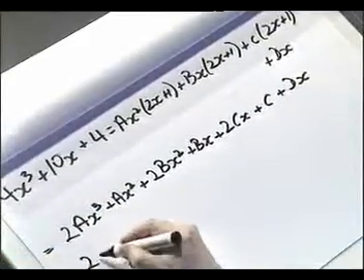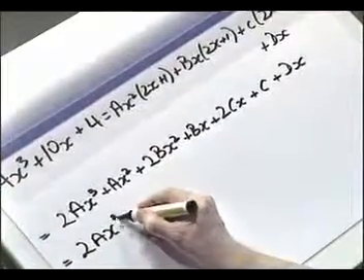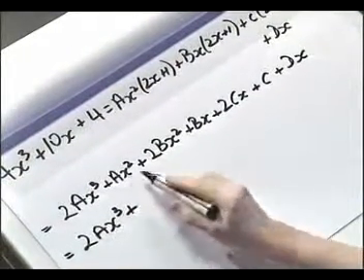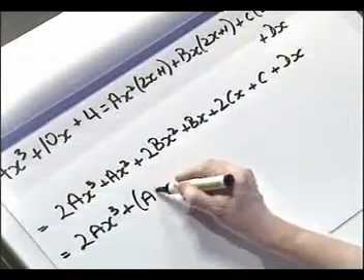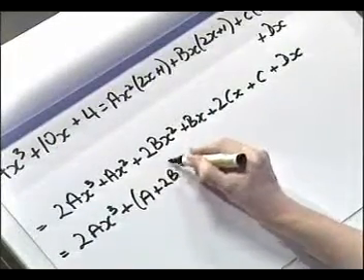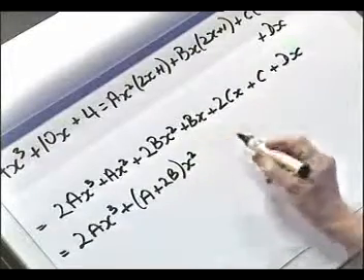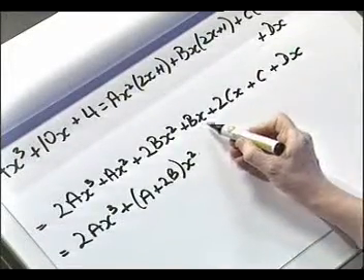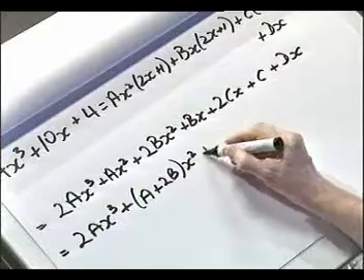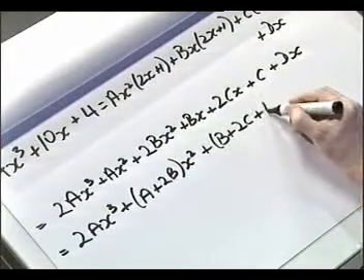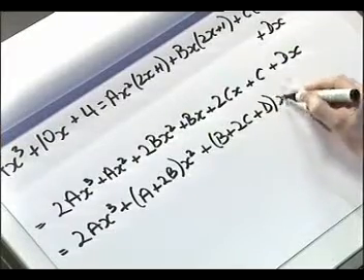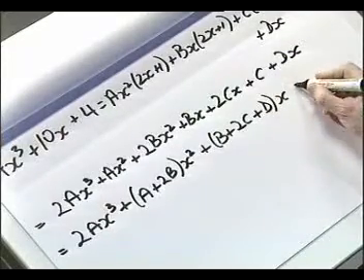And collecting terms, we only have one term in x cubed, so that is just 2ax cubed, plus we have two terms in x squared, a and 2b, we have three terms in x, b, 2c and d, and finally the constant term c.